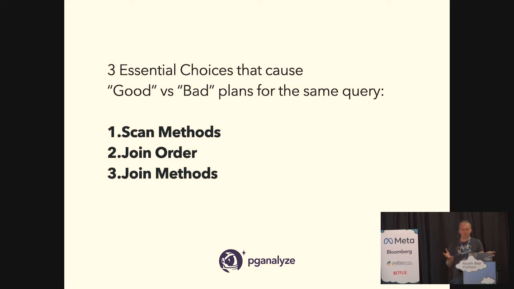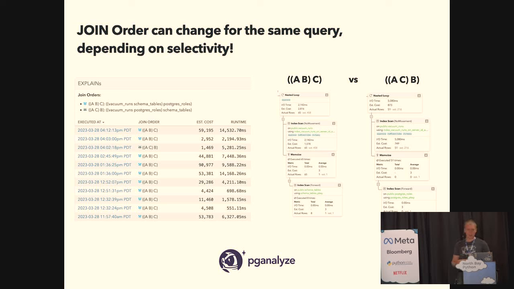And so I would say that's essentially 3 essential choices in terms of what causes a good or bad plan, which is the scan methods, right? Index scans versus sequential scans, the join order, and the join method, which is nested loop join, hash join, merge join. These are all essentially related to each other, because if you don't have an index, then things will look different. And also, a join order can change for the same query. So this is some analysis that I've done as part of the hackathon project, but we essentially saw for one particular query, we saw 2 very different join orders, and that was just because the selectivity of individual query values, like parameter values, was different.